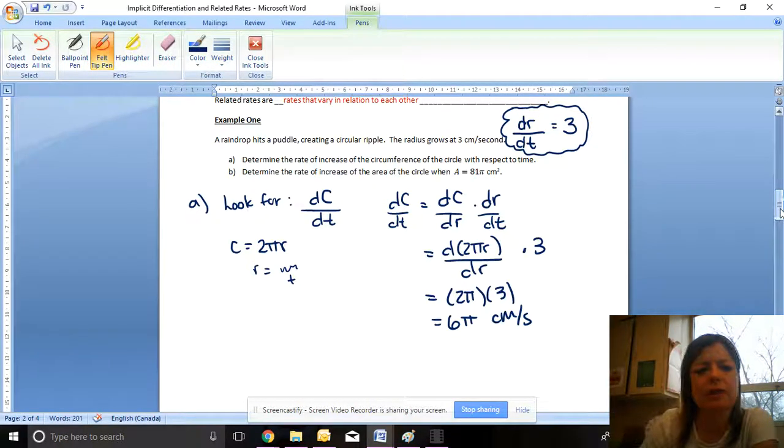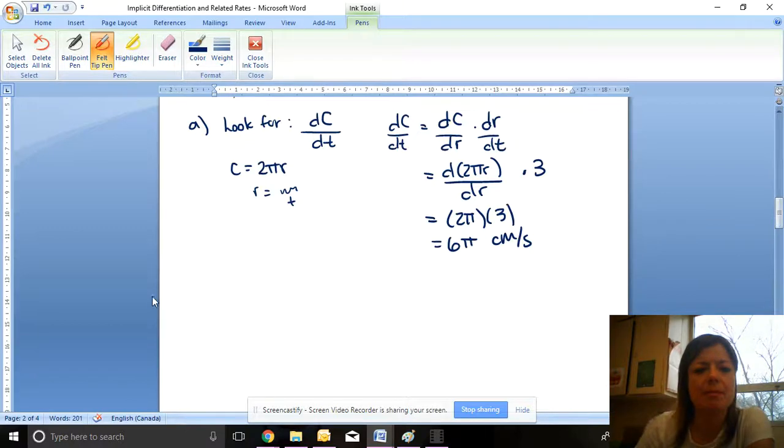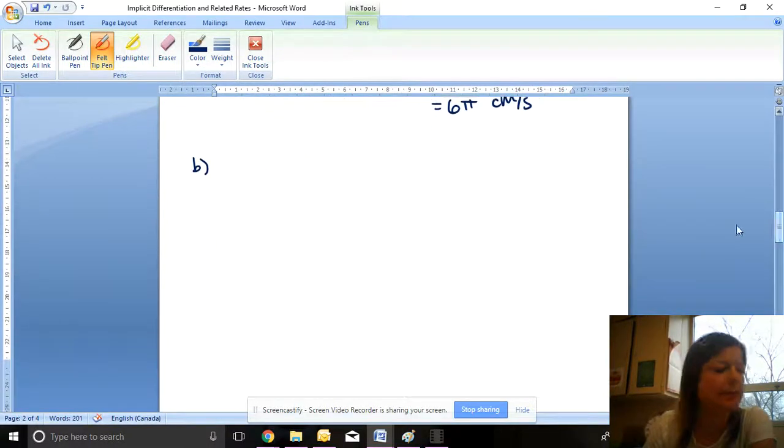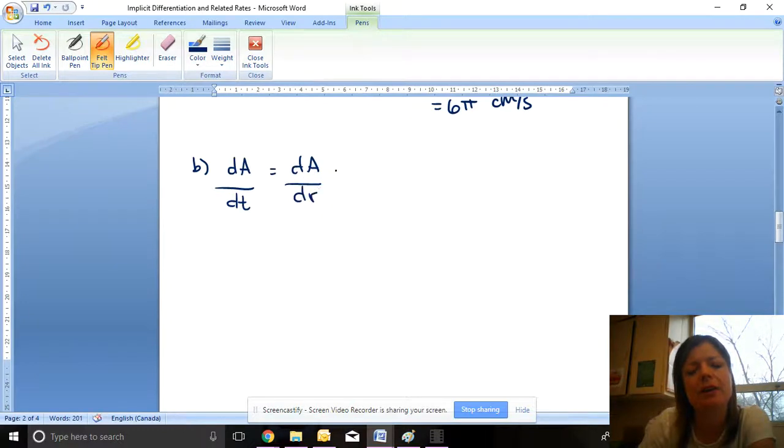So now let's try a different question, which asks us about the area. Determine the rate of increase of the area of the circle when the area is 81 pi. So they want to know dA dt. Okay, so dA dt, so area is a function of radius, so we have dA dr. So then we need to multiply it by dr dt in order to get dA dt.